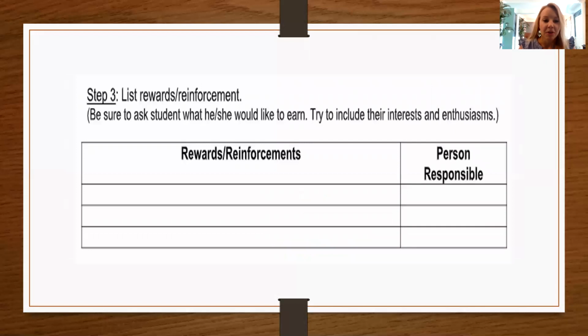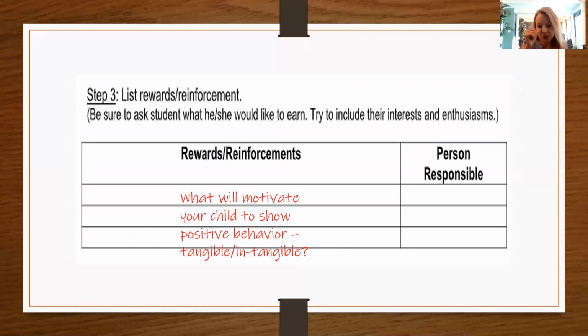Then we list out our rewards and our reinforcement. So basically we need to talk to the child and know the child well to figure out what will motivate them to show that positive behavior. And those rewards can be both tangible and intangible. So it could be things like candy or time to play a game that they really like. And also, verbal praise is one that I pretty much always like to include. Everybody likes to hear positive things, and that is very motivating for children.